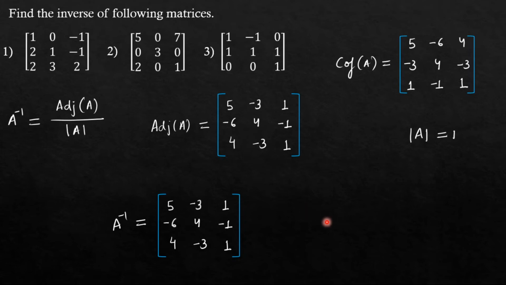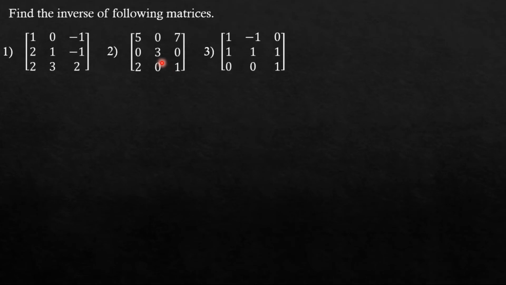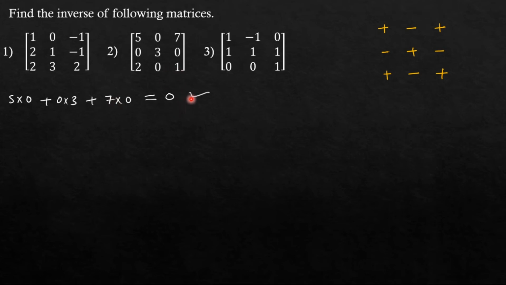Okay. Now let us see the second matrix. So first step is to check the orthogonality. So consider the first two rows. Here this is a sign for cofactor. It will be helpful for assigning the sign. Now consider first two rows. 5 into 0, 0 into 3 plus 7 into 0 is equals to 0. Hence it satisfies orthogonality. First two rows satisfy the orthogonality.